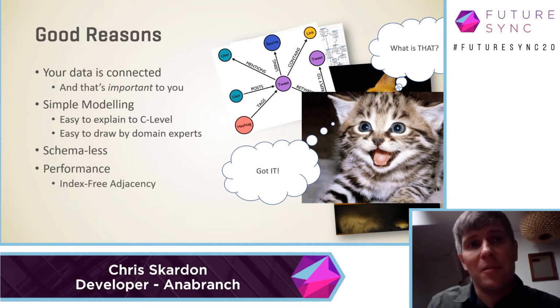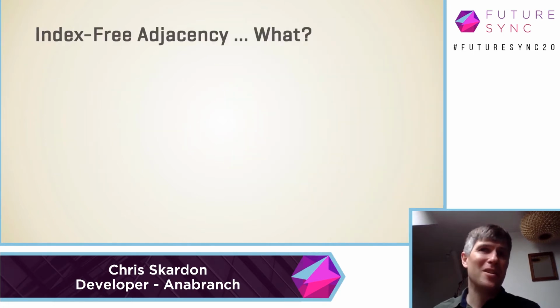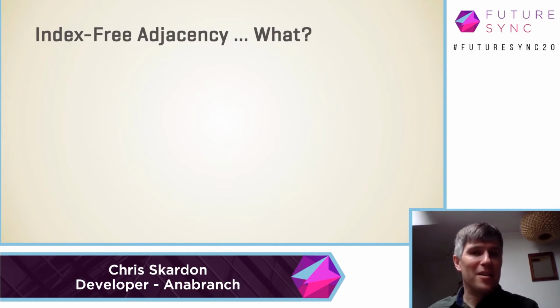And the main key one as well is performance, which is got by index-free adjacency. So now I've dropped the term index-free adjacency in. Let's have a quick look at that. So index-free adjacency, what is it? Right. Firstly, it only applies to native graphs. I appreciate I've now added in another term.